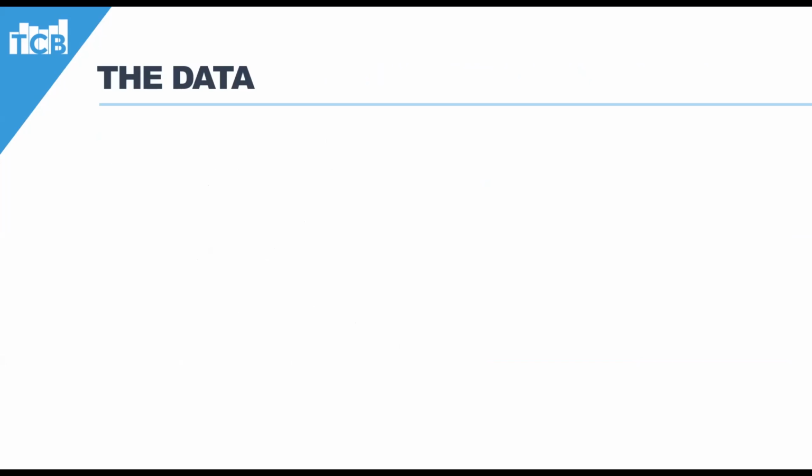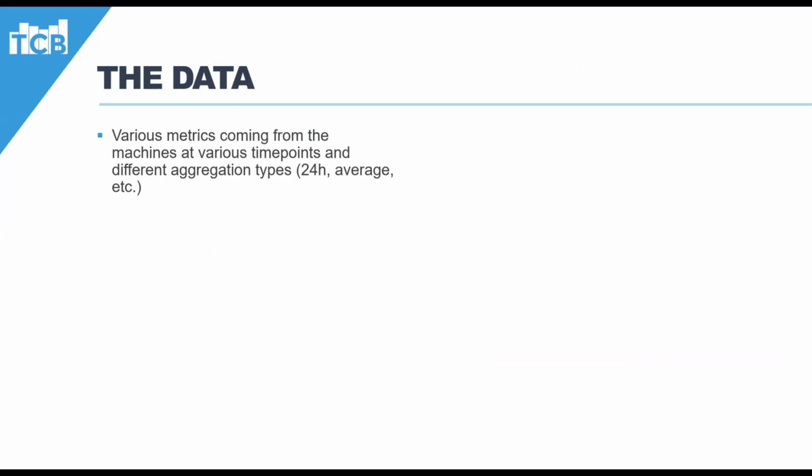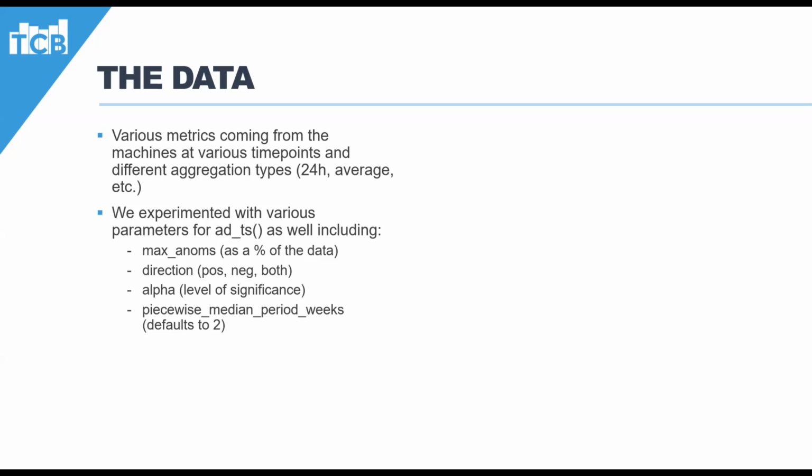So let's talk about what the data looked like. There were various metrics coming from these machines at various time points and different aggregation types. These aggregation types are things like the measurement at 24 hours, or the average, or the last however many minutes. So that's a lot of, as you can imagine, time series metrics coming off these machines for dozens, probably more, of different variables. So what we did was we identified with the client a couple of variables they were really interested in that they knew were indicative of problems. So we had kind of a true positives to test with.